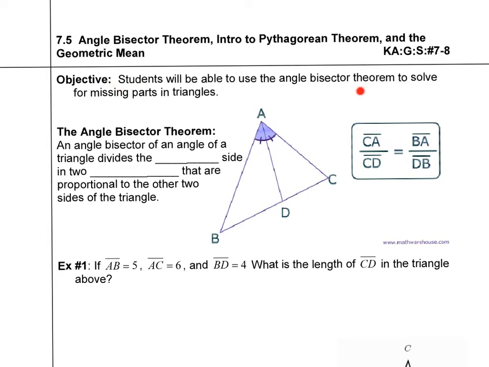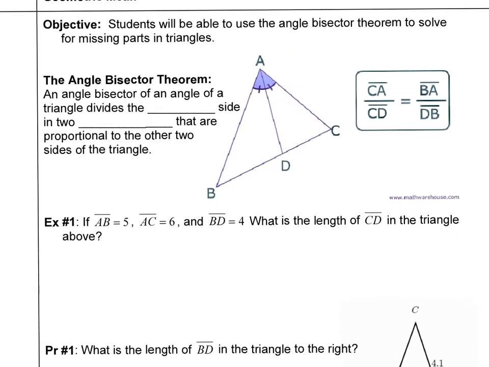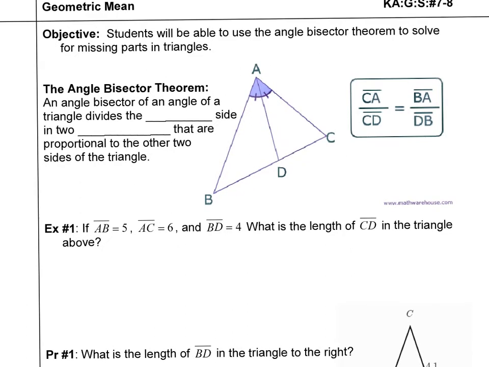Objective: students will be able to use the angle bisector theorem to solve for missing parts in triangles. You're also going to have to use Pythagorean theorem sometimes and the geometric mean sometimes. So, let's get right to it. The angle bisector theorem is really straightforward.